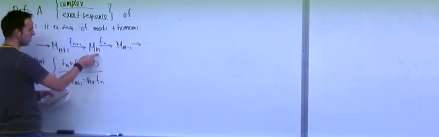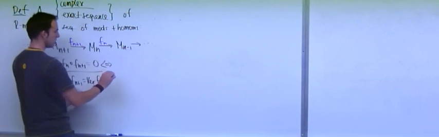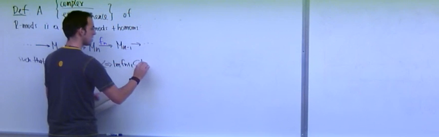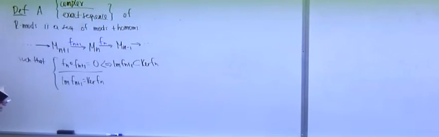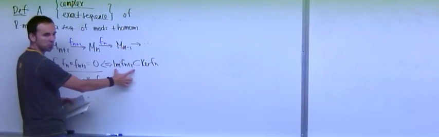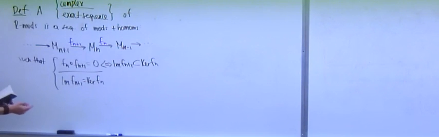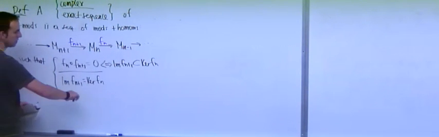Okay? So this condition is equivalent to saying that the image of Fn plus 1 is contained in the kernel of Fn. Okay? So saying everything that comes from Fn plus 1 gets mapped to 0 by Fn. So we're going to call it a complex if you have this containment, and we're going to call it exact if actually that's an equality.